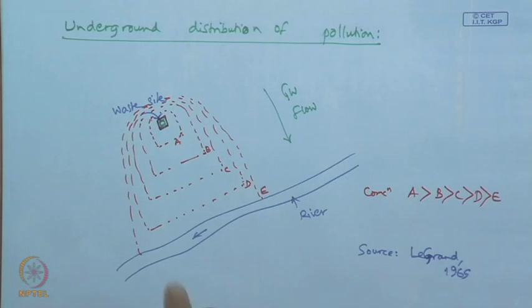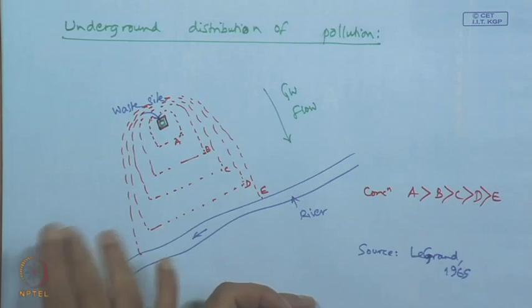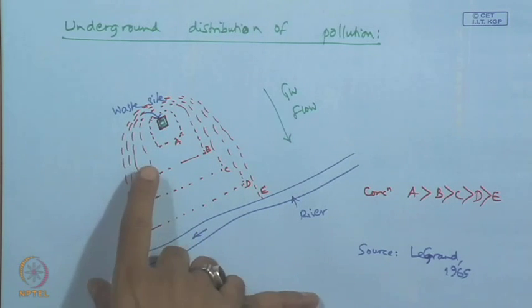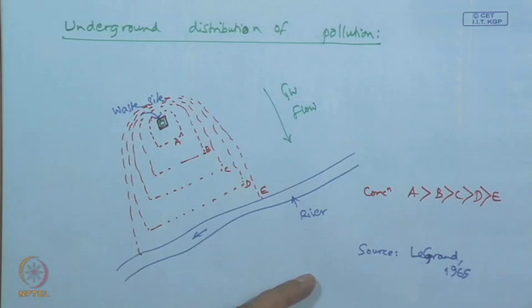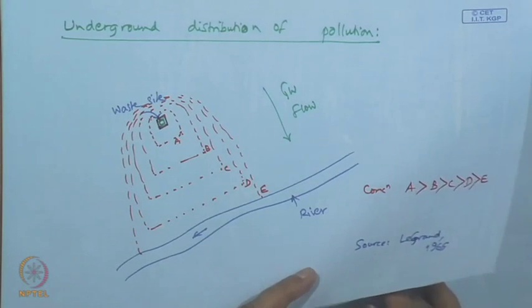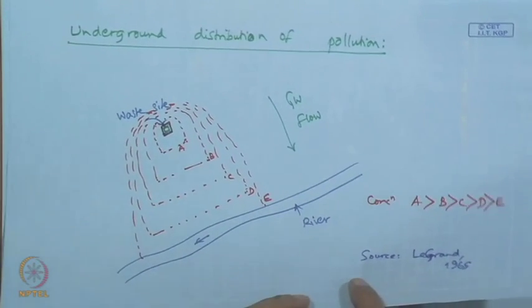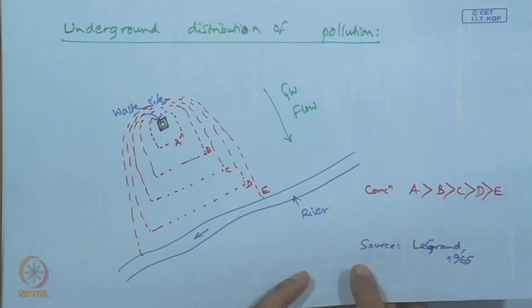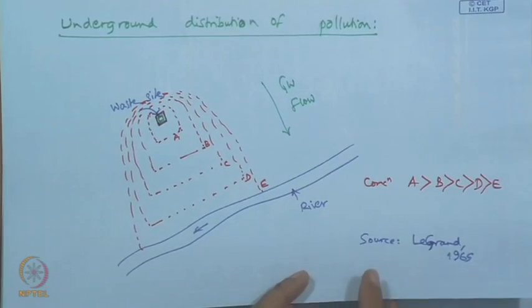So, whenever there is a waste site and in the vicinity of that there is a stream or a river, and there is a general groundwater flow direction, then obviously the concentration decreases as we move away from the waste towards the river. But even this decreased concentration itself is many times quite significant to cause the underground distribution of the pollutant, as well as eventually the pollution of the water in the river or the stream.